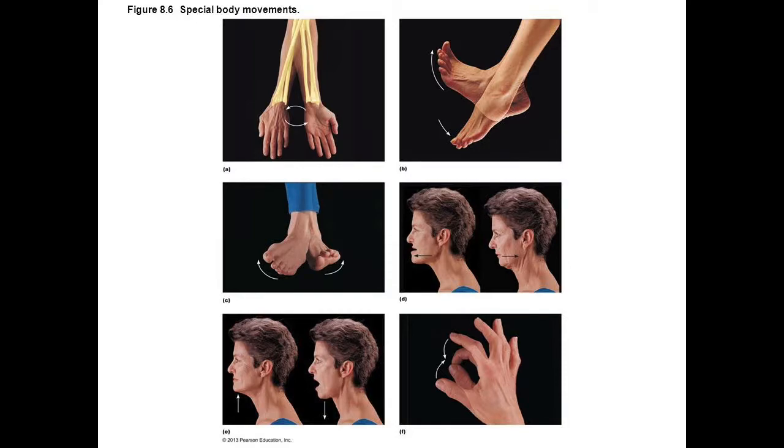The special movements can occur only at certain joints, and they include actions like elevation, that is an upward movement of a part of the body, such as closing the mouth at the joint between the mandible and temporal bone to elevate the mandible. The opposite of this is depression, which is the downward movement of a part of the body, such as opening the mouth or returning the shoulders to their original position after shrugging.